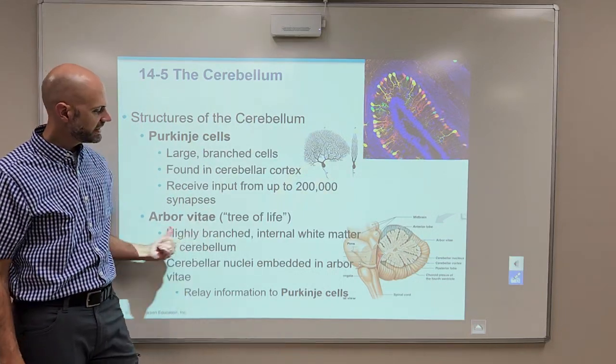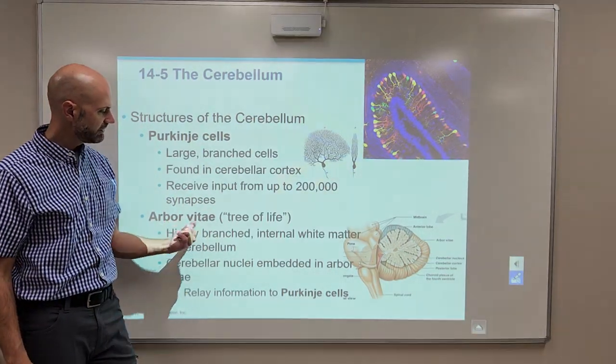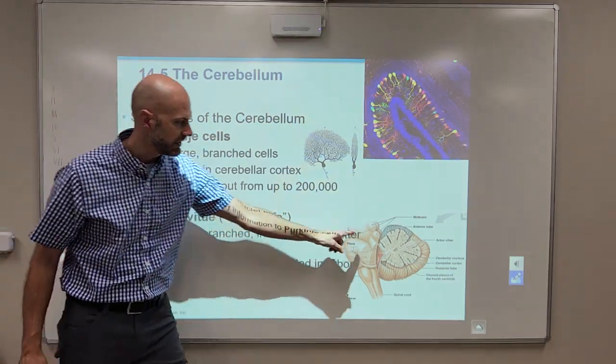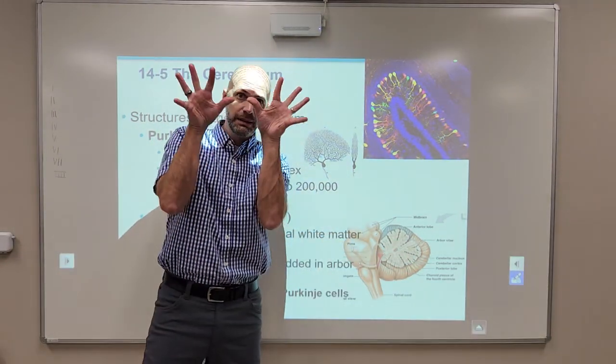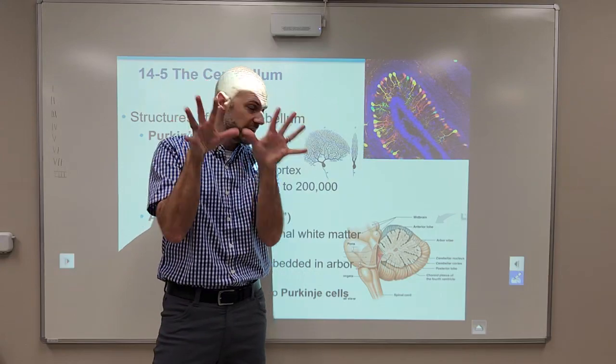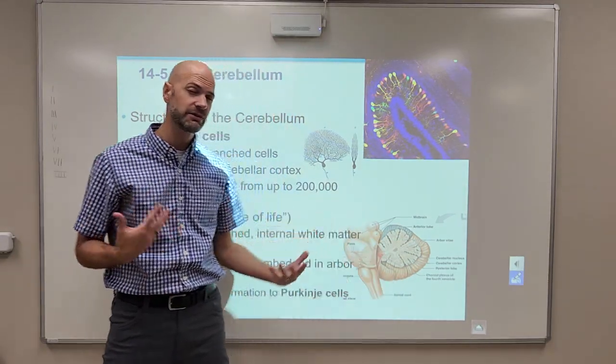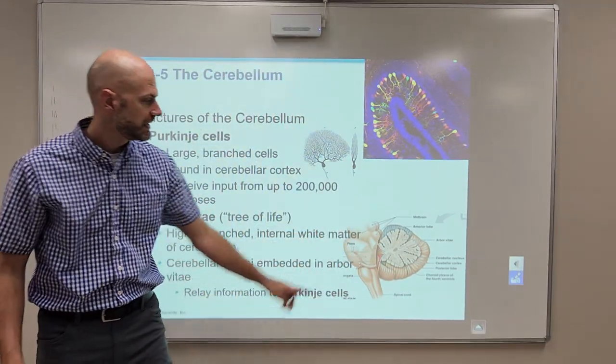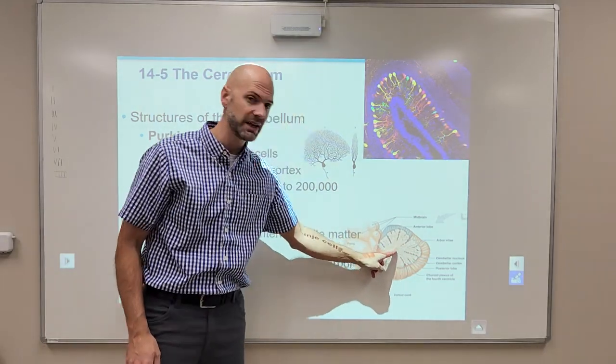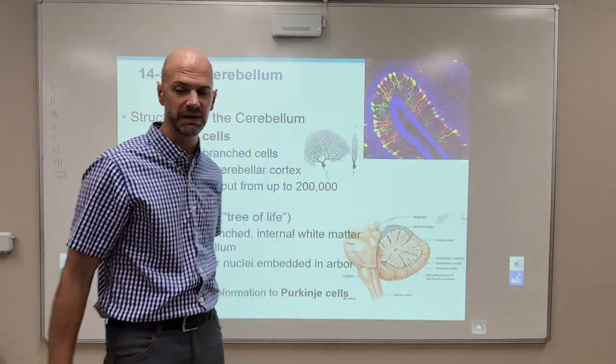Okay, the arbor vitae. Arbor is tree. Vitae means life. So tree of life. This kind of branch-like appearance is what gives rise to the name. Arbor vitae means tree of life. It's the appearance of the white and the gray matter in the middle of the cerebellum.